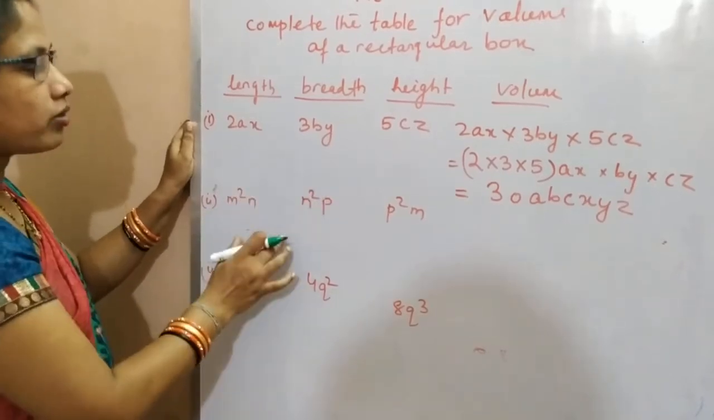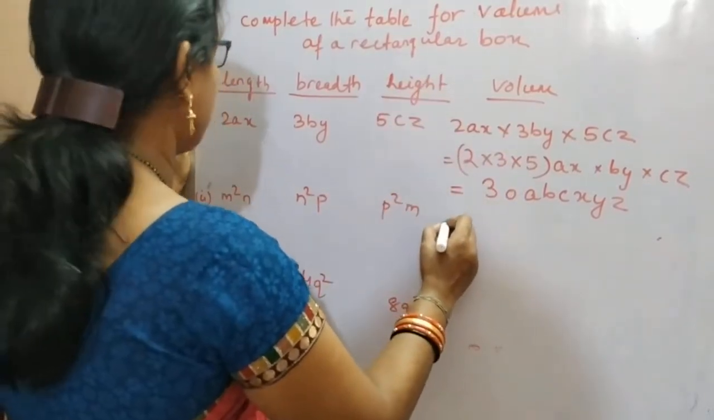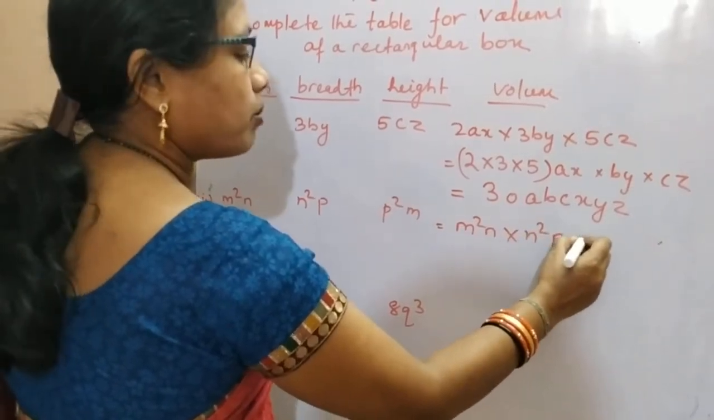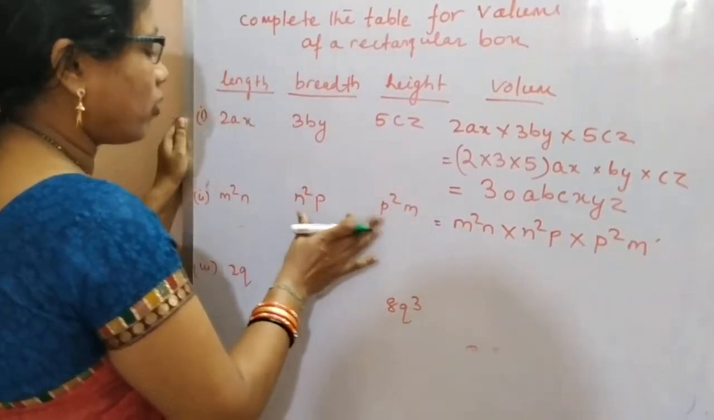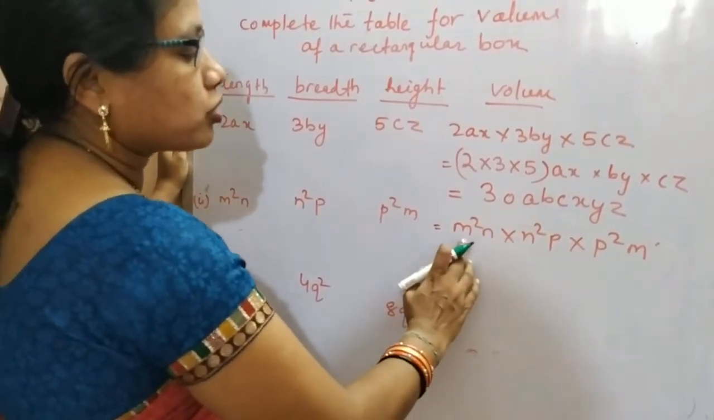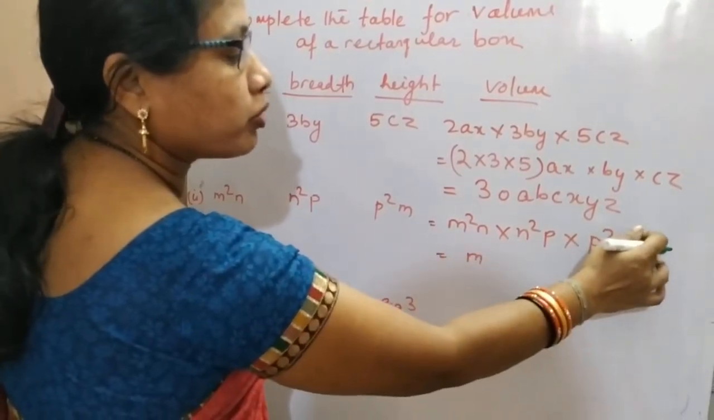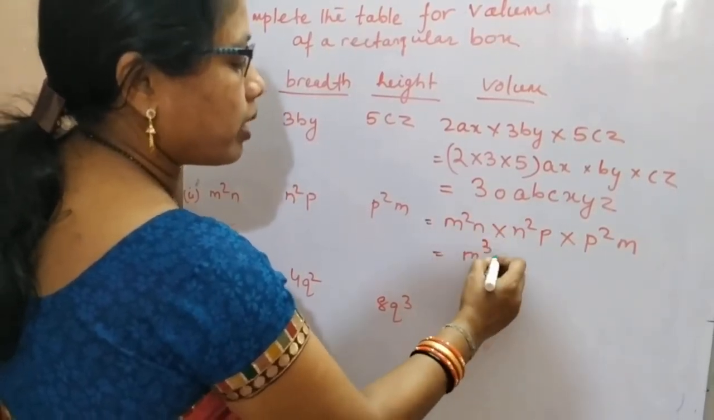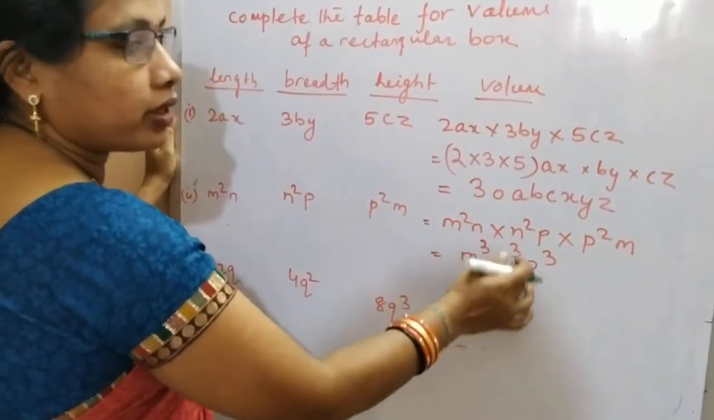Then in the second rectangular box, length, breadth and height are like this. So we have to find the volume. So this is equal to m square n multiplied with n square p multiplied with p square n. So here 1 is the coefficient of all the monomials. So we have to multiply only the algebraic factors. So m square, m square. Here 1 m to the power 1, so m cube. Then n square, here n to the power 1, so n cube. Then p cube. So the volume is m cube n cube p cube.